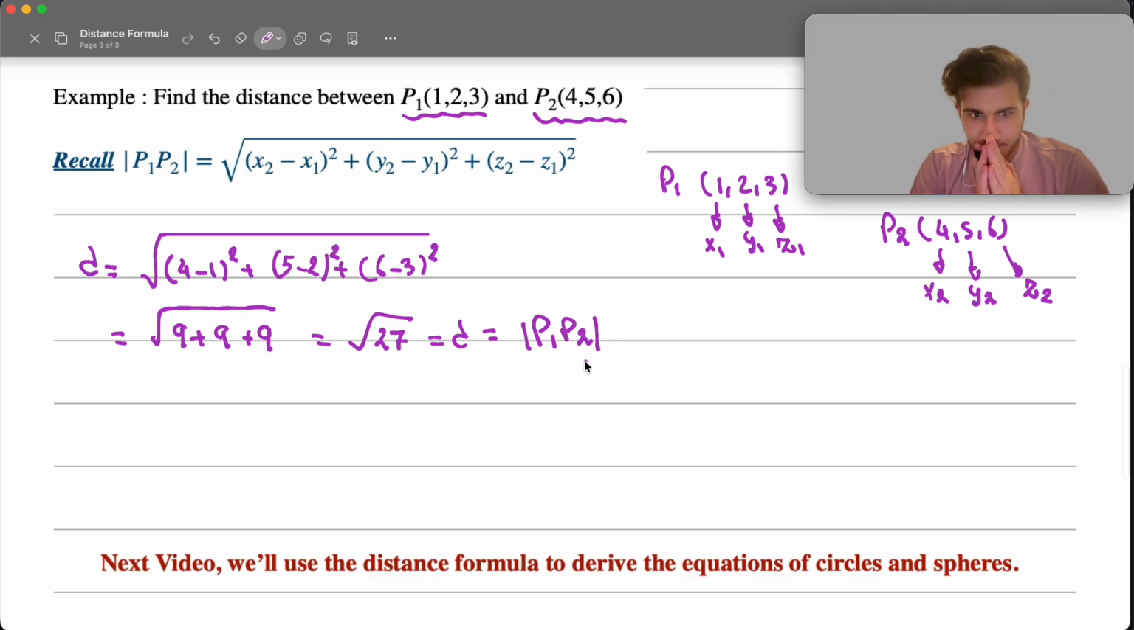In the next video, we will use this idea and try to extend it a little bit more to derive the equations of spheres and circles.